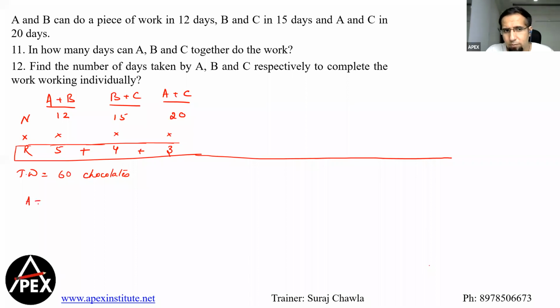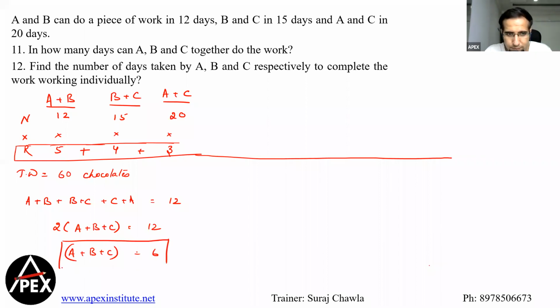If I add all the three of them, I'm adding A plus B, B plus C, and C plus A. Can I say A plus B plus B plus C plus C plus A is equal to 12? If this is the case, can I say 2 times of A plus B plus C is equal to 12? Or from here, can I conclude that A plus B plus C is equal to 6? Is this point clear with all of us? Quick responses, please.